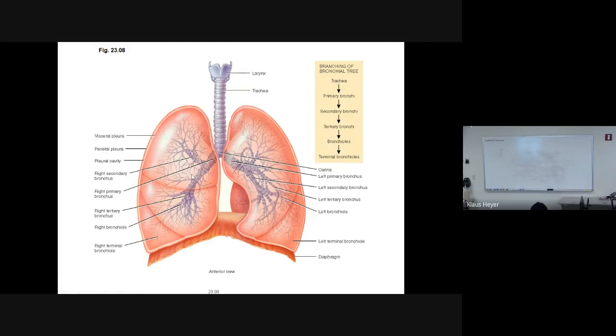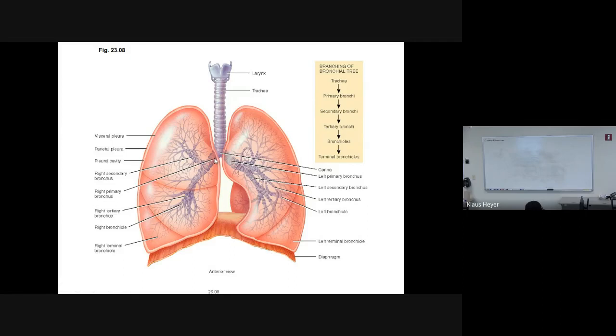Okay, all right, anyway. The important thing is, let's follow this. Here's the trachea. Right there is where it splits into left and right. It's called the carina. And that's where it splits into the left bronchus and the right bronchus. So right here and right there are the two bronchi, the primary bronchi. The primary bronchi just go left and right.